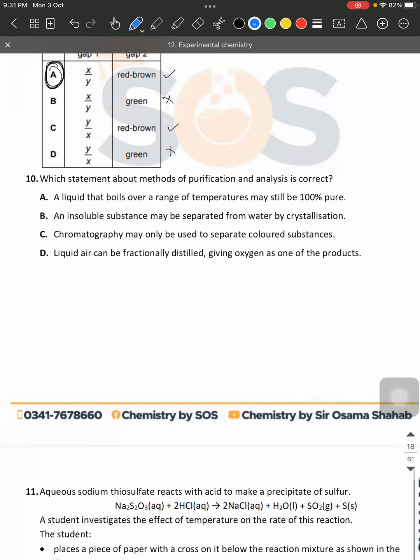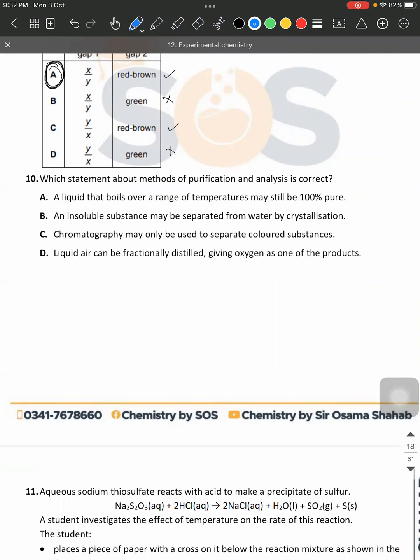Then, an insoluble substance may be separated from water by crystallization. Is that right? I think it's not. Insoluble substances can be separated by filtration, right? Then the C part, they are saying chromatography may only be used to separate colored substances. Is that right? We use chromatography for colored substances only, or why are we using a locating agent? No, sir.